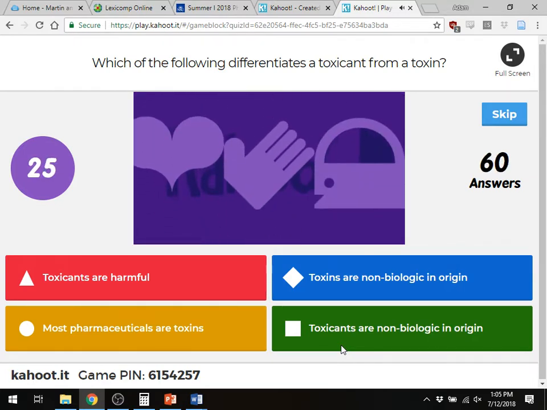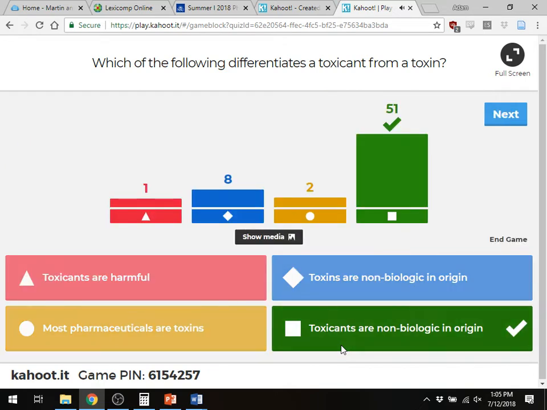What differentiates a toxin from a toxicant? All right. Good. Most people knew that. So toxicants and toxins both can be harmful. So again, they can both be harmful. Toxins are non-biologic in origin. Is that correct? No, they're biologic in origin. So if I had snake venom, or if I had Botox from the Clostridium botulinum, that would be considered to be toxins. Those are of biologic origin.